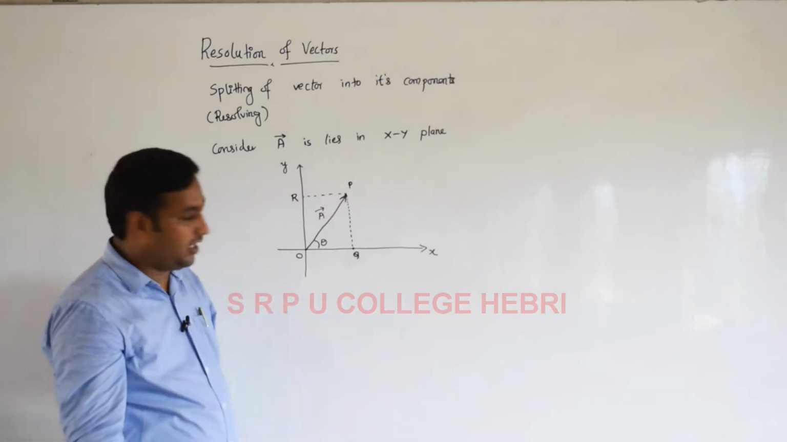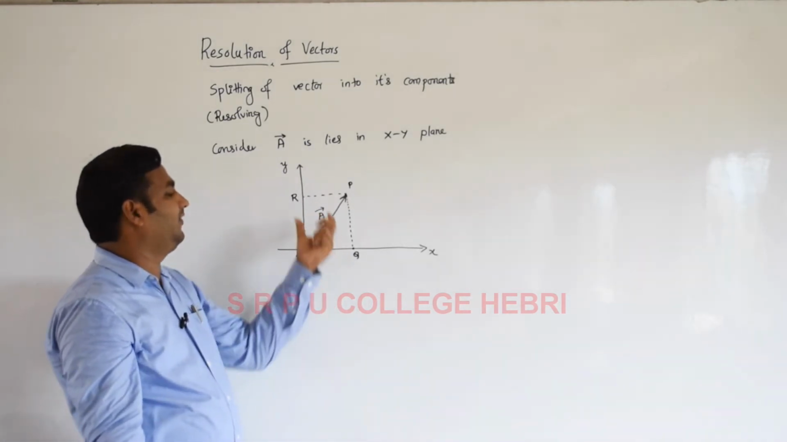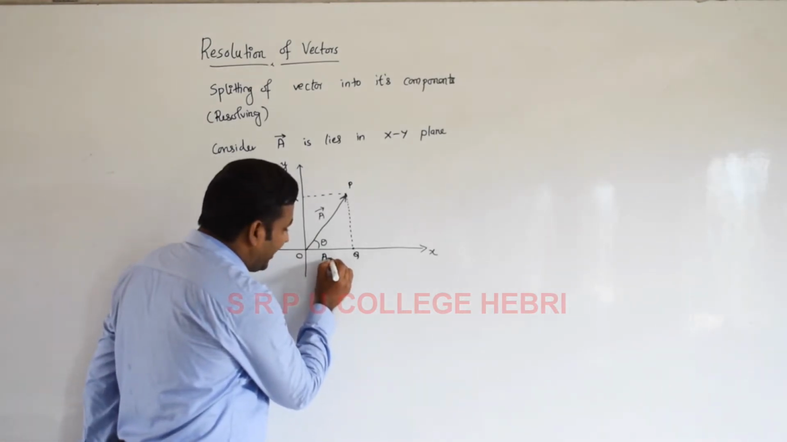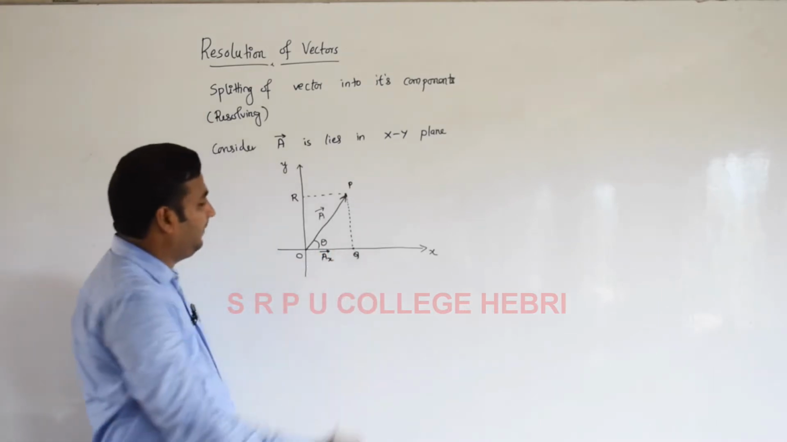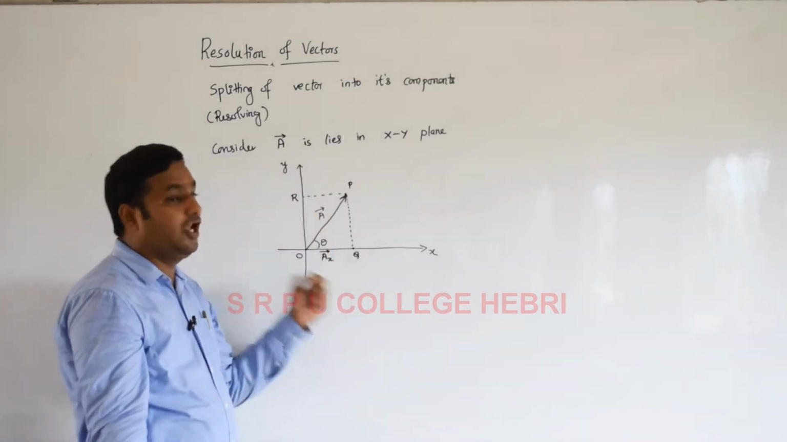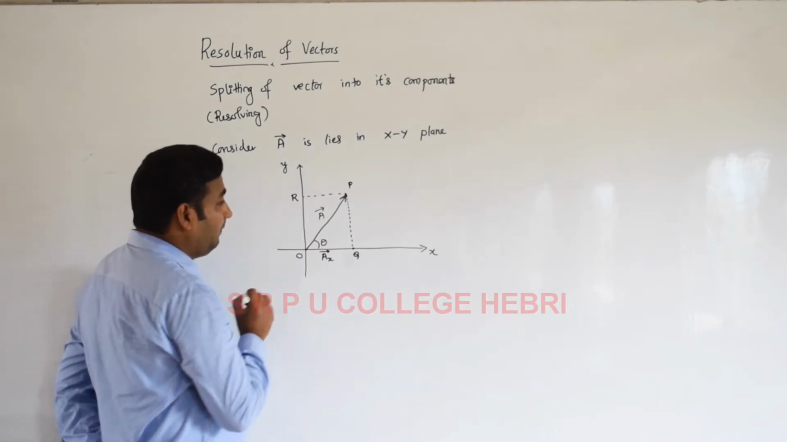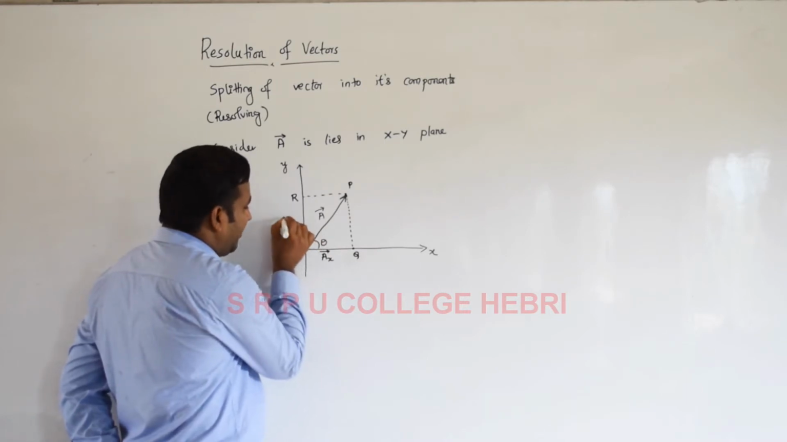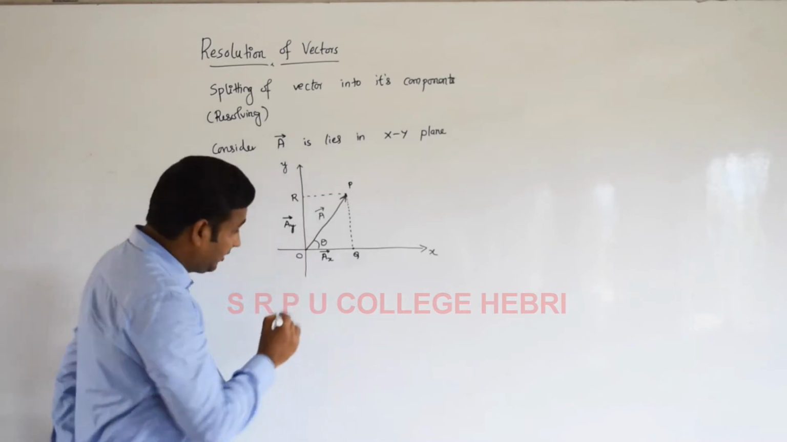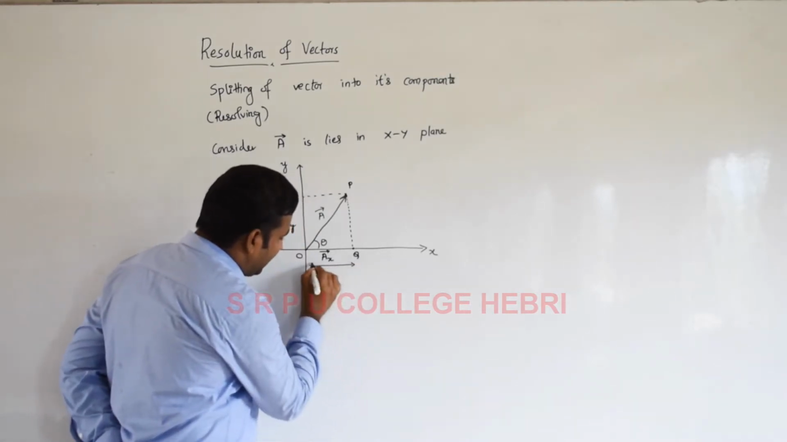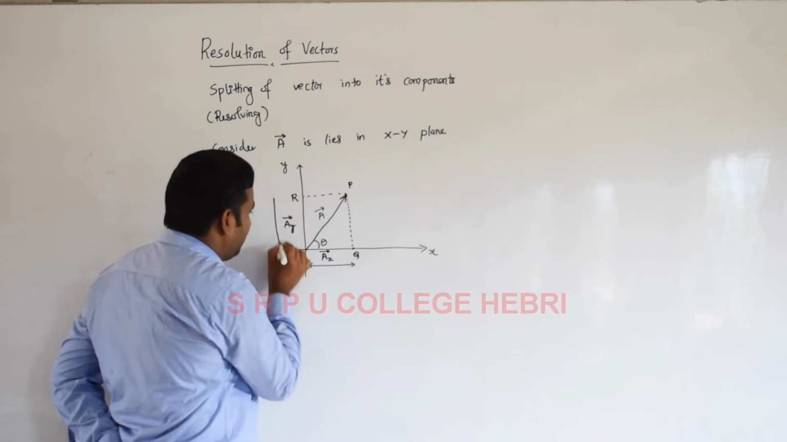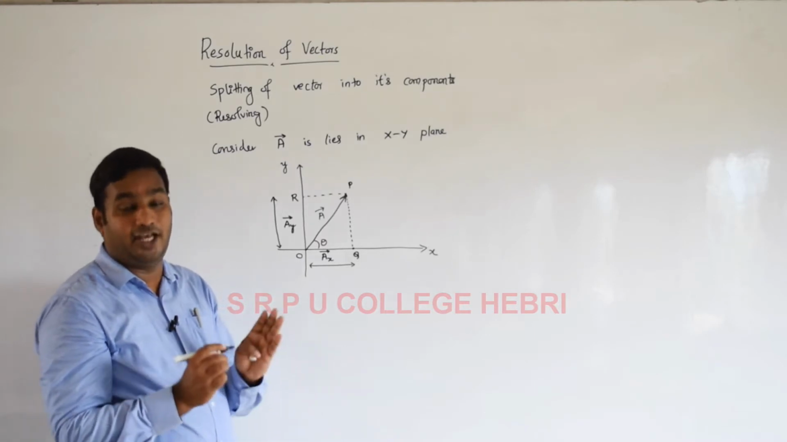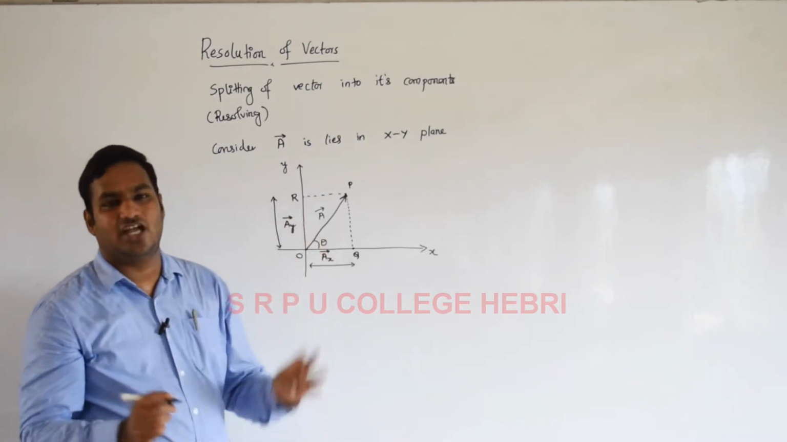Again, there are two components now. One component made by the vector A is OQ. OQ I denote as vector AX, the component made by vector A along the x-axis. Similarly, the component made by vector A along the y-axis is taken as vector AY. It is nothing but OR. Remember, this distance I will take as AX, and this distance I assume as AY. AX and AY are the components made by vector A along the x-axis and y-axis.